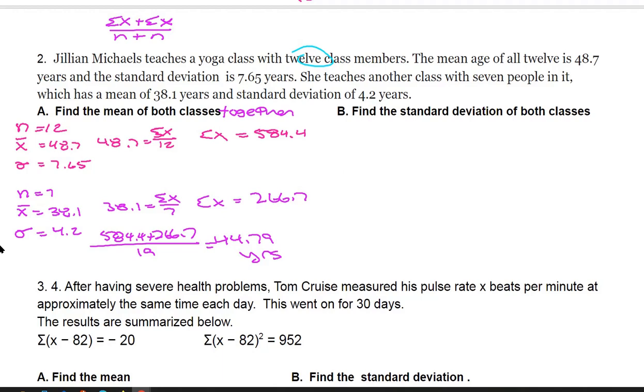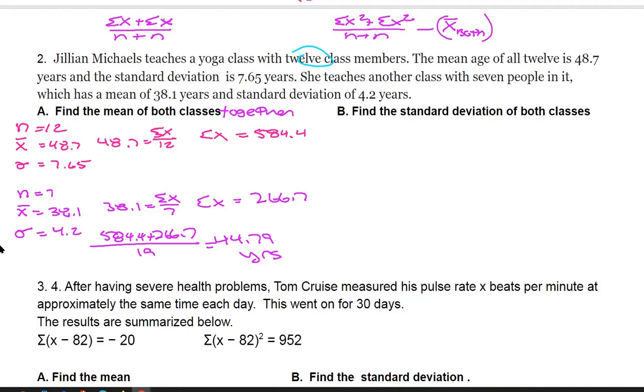Now, the formula for that is going to be the sum of the x squares plus the sum of the x squares divided by n plus n, and then minus the mean of both. And see, in this case, we're going to have the mean of both because we've just figured that out. So I'm just going to write the mean of both.